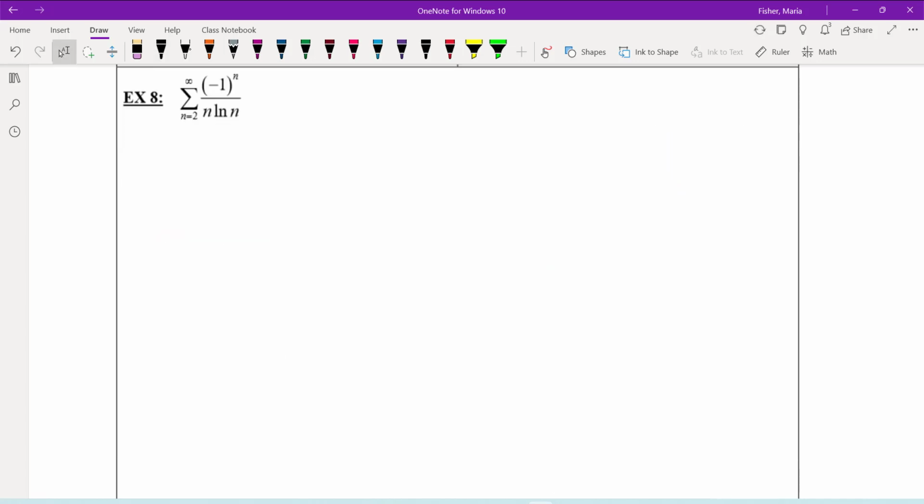Our last one, number 8, the sum from n equal 2 to infinity of negative 1 to the n divided by n times the natural log of n. First, I notice that this is an alternating series. Since it's an alternating series, the first thing I need to do is take the absolute value of a sub n. Well, the absolute value of a sub n is going to equal 1 over n natural log of n, because when you take the absolute value of negative 1 to the n, all you have left is 1.